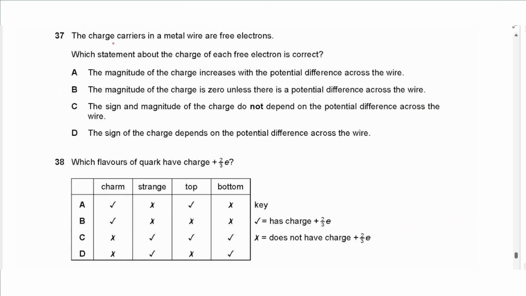Question 37 says that charge carriers in a metal wire are free electrons. Which statement about the charge of each free electron is correct? The magnitude of the charge increases. No, it should be constant, and it is not zero. The sign and magnitude of the charge do not depend on potential difference. Yes. The sign of the charge depends. No, the charge carriers which are free electrons have constant magnitude and constant sign. So the answer is C.